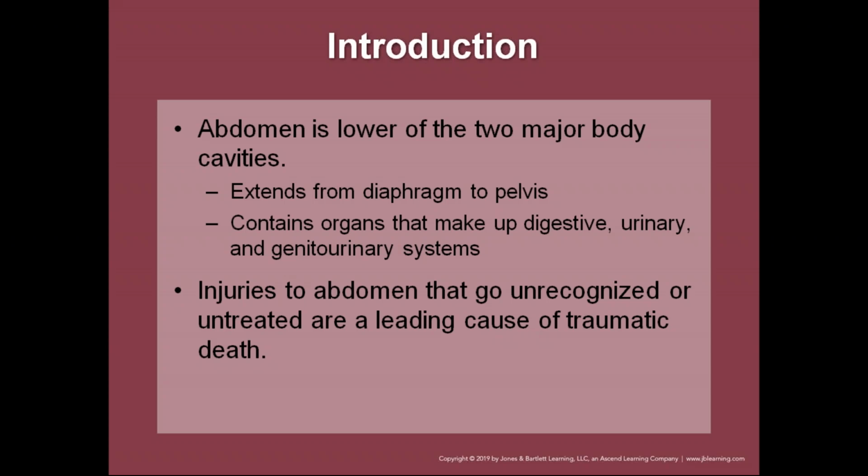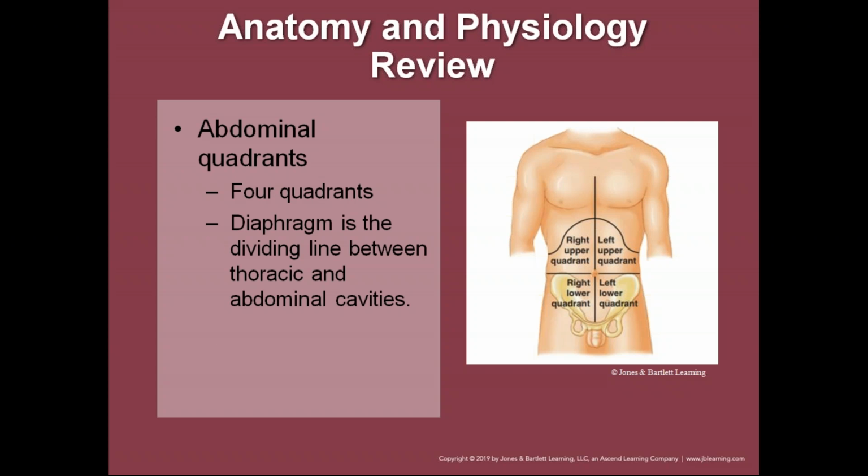Injuries to the abdomen that go unrecognized or untreated are a leading cause of traumatic death. And so the abdomen, we divide it into quadrants, right? So 4 quadrants. The diaphragm is the dividing line between the thoracic and the abdominal cavity. We have the upper right, the upper left, lower left. And it's important when we do our assessment that we understand where the quadrants are. So when we are assessing, we know what we're trying to feel and identify as the organ that might be injured or causing problems.